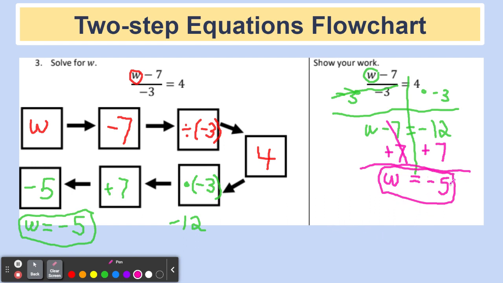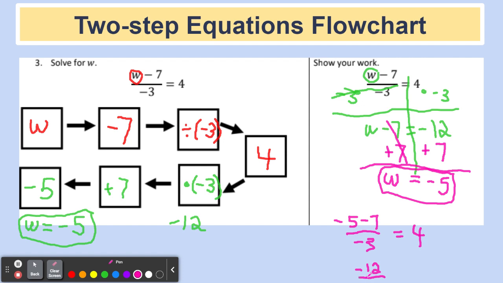So that means I should plug negative 5 back in where I see W, and when I solve this left-hand side, it should all equal positive 4. So let's check. Negative 5 minus 7, divided by negative 3, and we want that to equal 4. So what is negative 5 minus 7? Well, that would be negative 12.